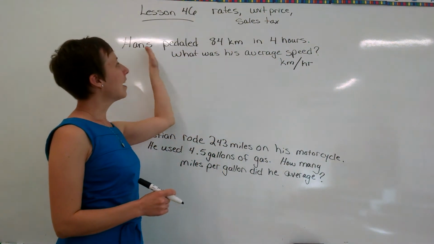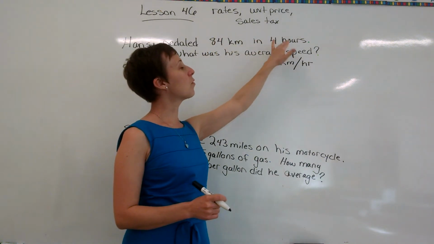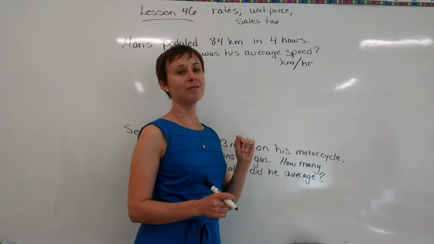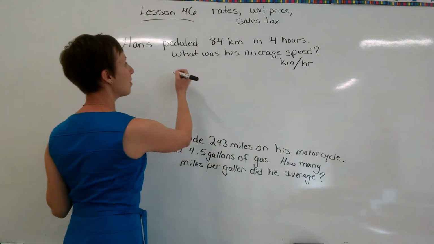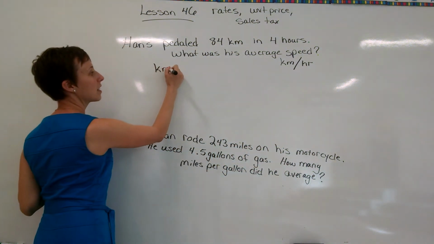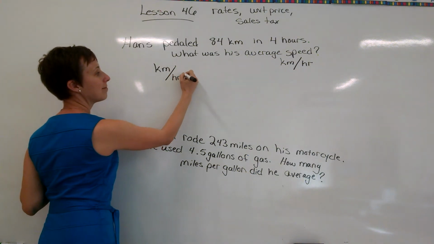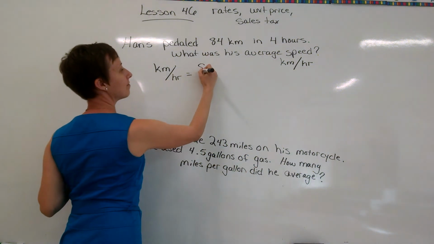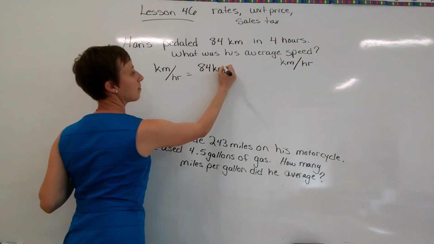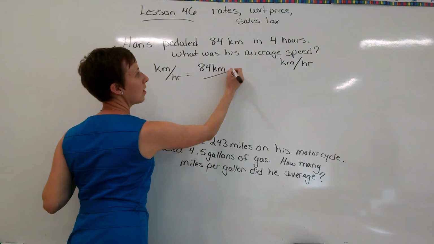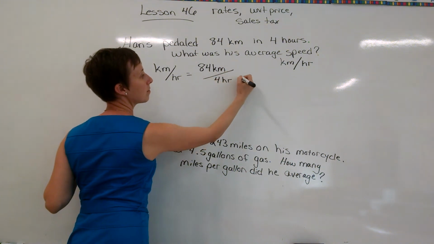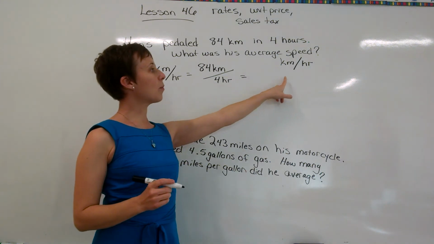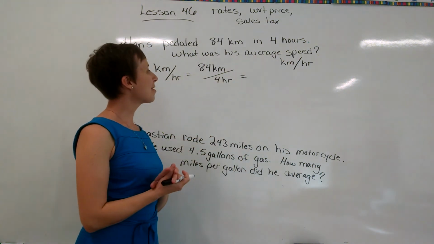This problem would now read, he pedaled 84 kilometers in 4 hours. What was his average kilometer per hour? Now I can solve that problem. I want to find his kilometers per hour. He went 84 kilometers. And he did that in 4 hours. Let's reduce that so that we can come up with our answer in kilometers per hour.